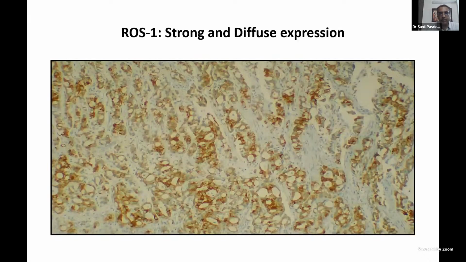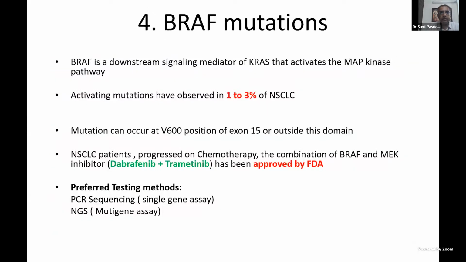So this was the case I had in my case library with the Acinar pattern and showing a ROS strong and diffuse immunoexpression, which eventually showed rearrangement on FISH testing. BRAF mutation. So BRAF is a downstream signaling mediator of KRAS that activates the MAP kinase pathway.